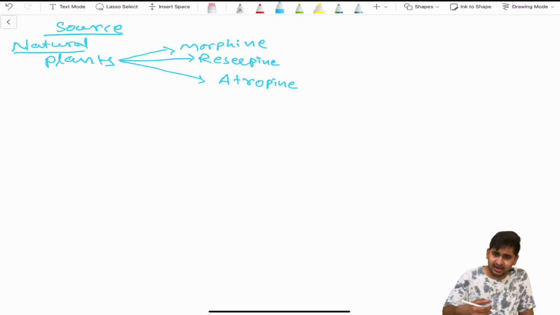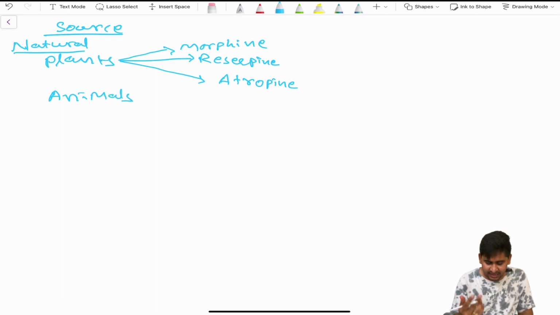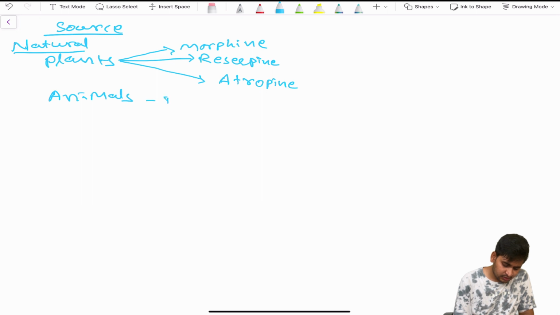From the naturally, where we can extract naturally, right? So from the animals, clear? From the animals, we can extract insulins, bovine insulin. So we can extract the insulin, clear? And from the bacteria.